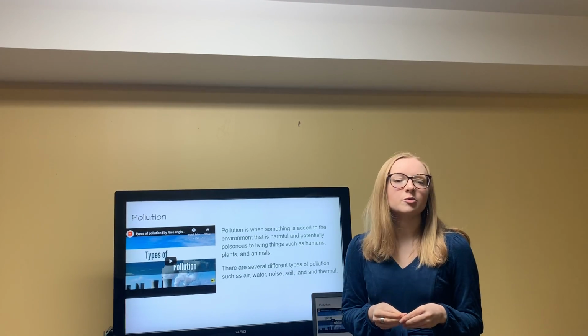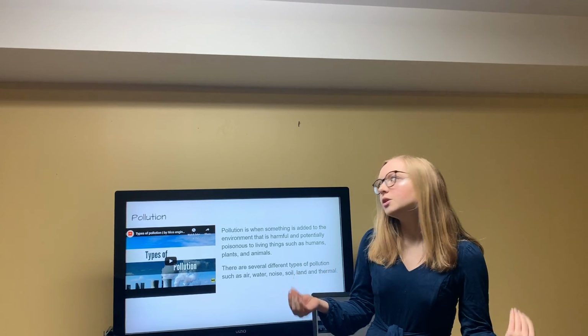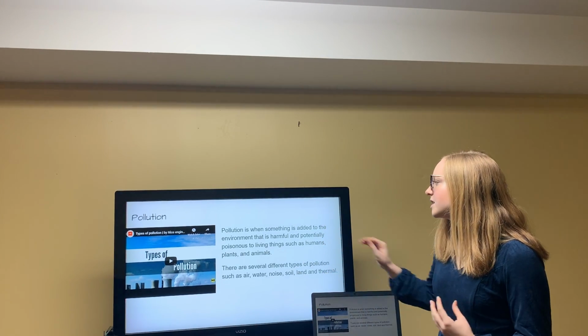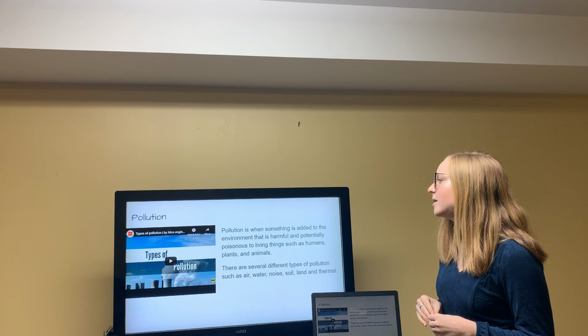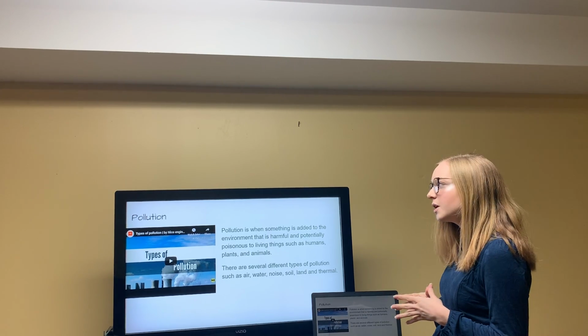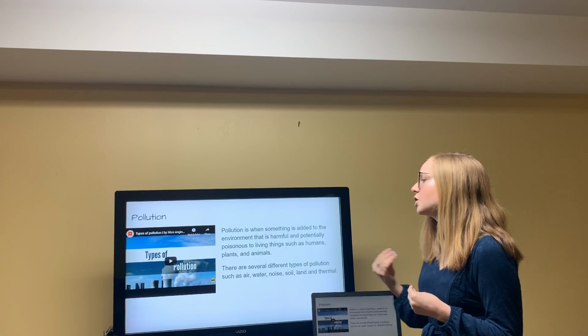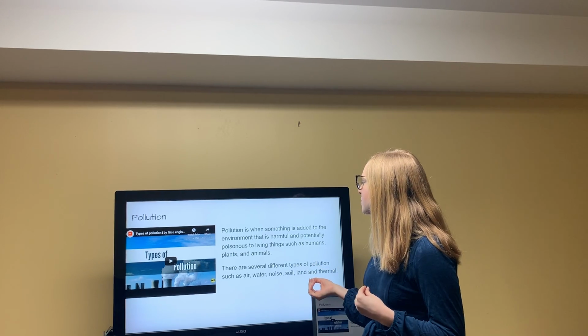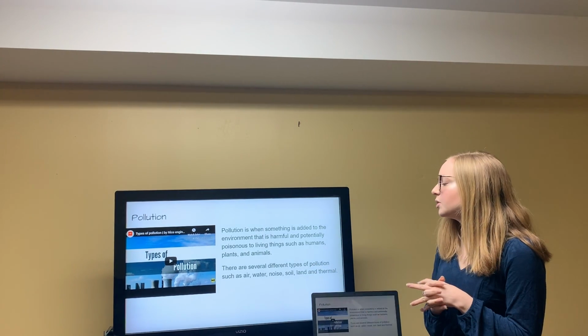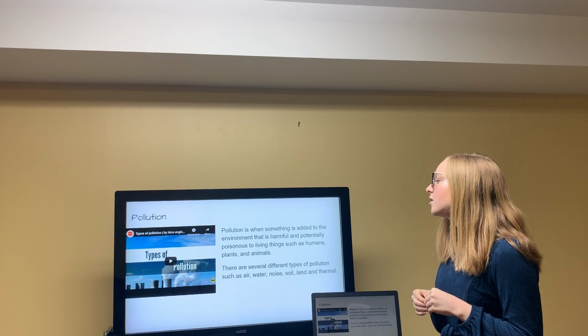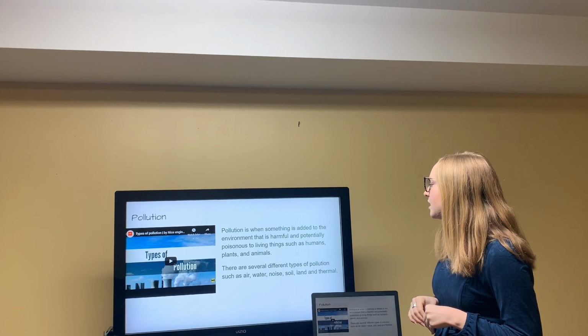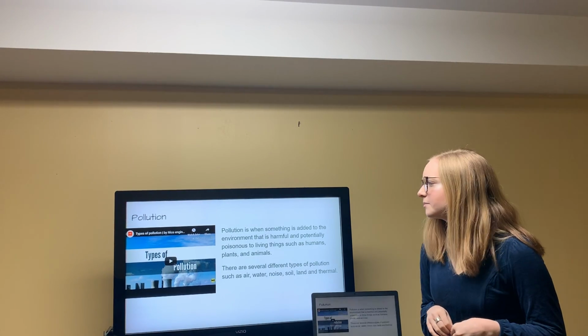Pollution. Now, we've heard this word before. What is pollution? Pollution is when something is added to the environment that is harmful and potentially poisonous to living things such as humans, plants, and animals. There are several different types of pollution, such as air, water, noise, soil, land, and thermal pollution.